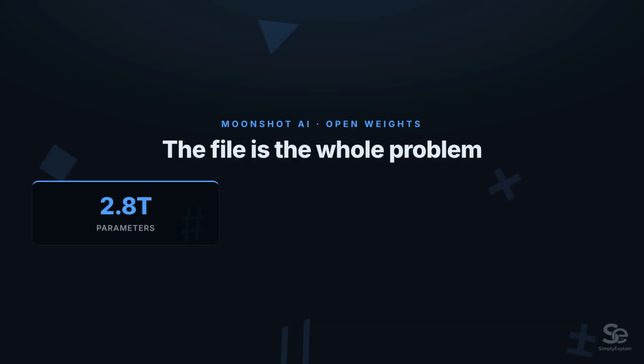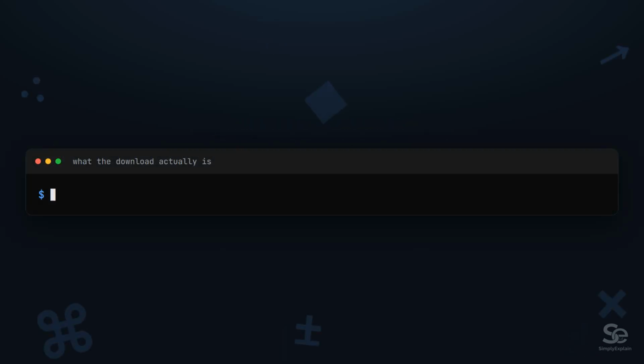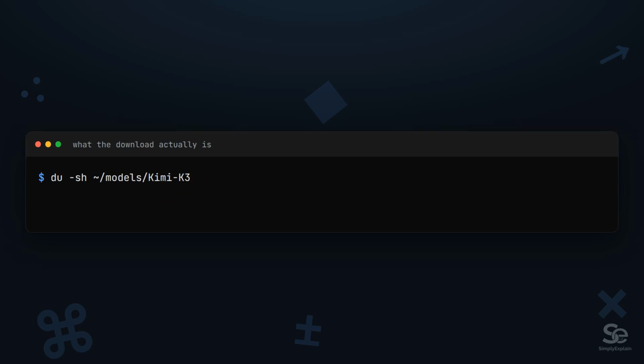Start with the file, because the file is the whole problem. 2.8 trillion parameters, 93 layers, a million tokens of context. And weights you can download right now, for free. 96 files. 1.5 terabytes. For most people, that is not a download. It is a shopping trip for a bigger drive.